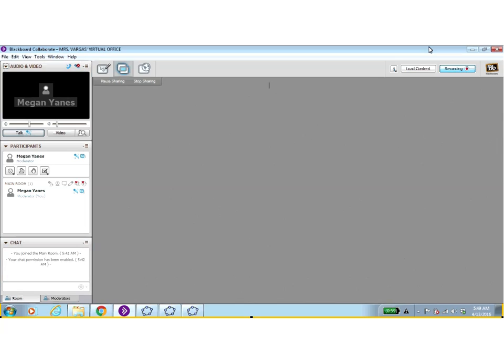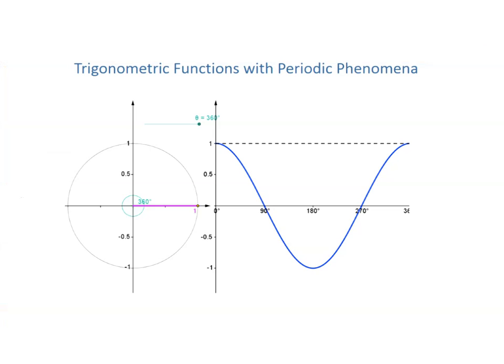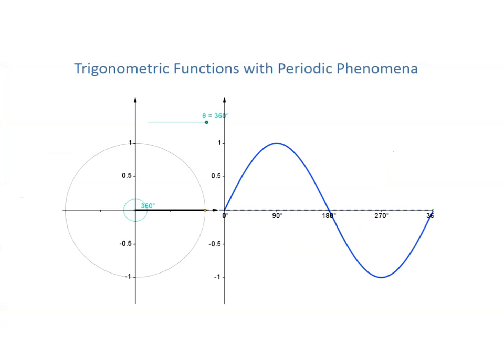So now let's take a look at the sine graph. The sine graph looks like this. Whereas the cosine graph started up here at 1 and it dipped down, right? The sine graph starts at 0. Now think about that and see if it makes sense to you, because here's my point.